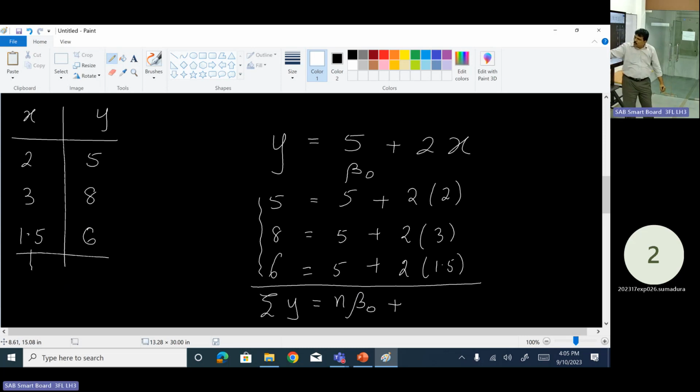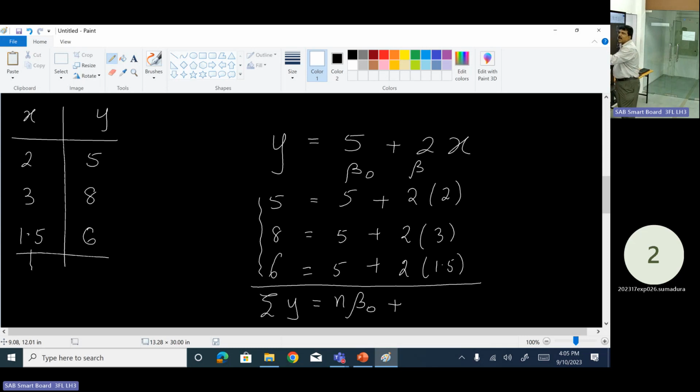Now here you have a constant, this plus this plus this plus this plus whatever the number. Everywhere you have a 2 in common, you can pull that out. Okay, 2 comes out. Then what? What are these? These are the x's. So you have to add all the x's. So what you get? 2 times sigma x.